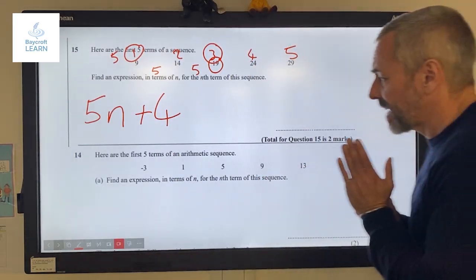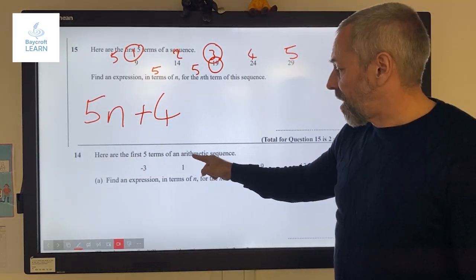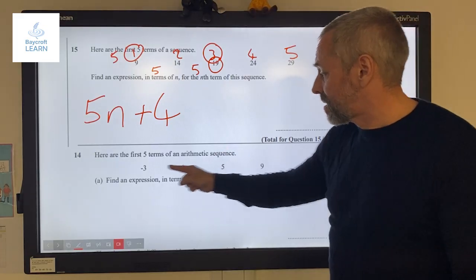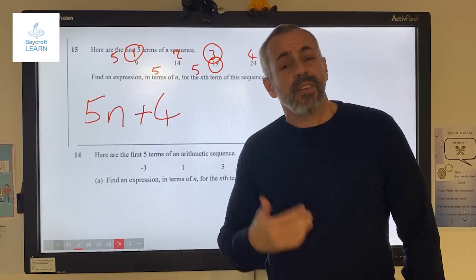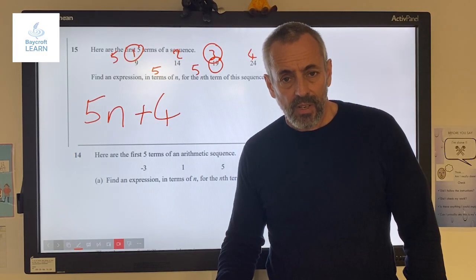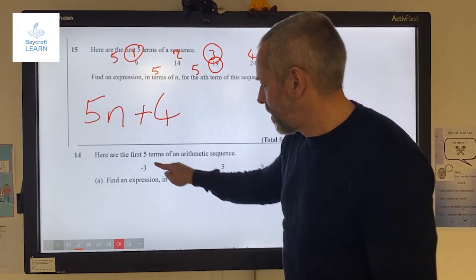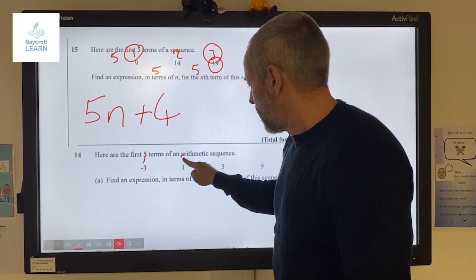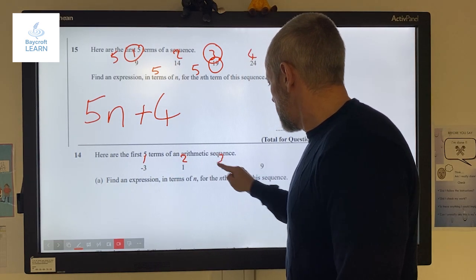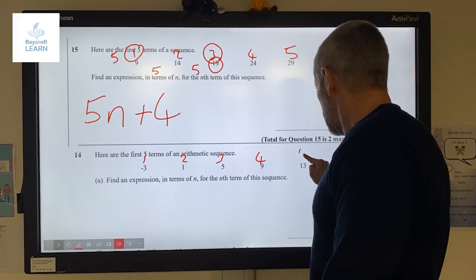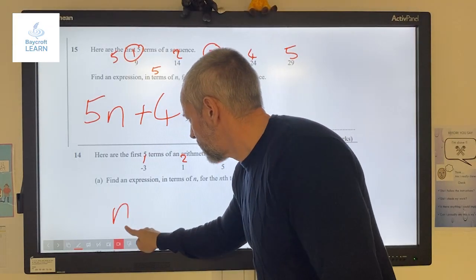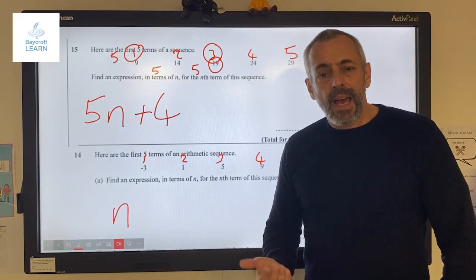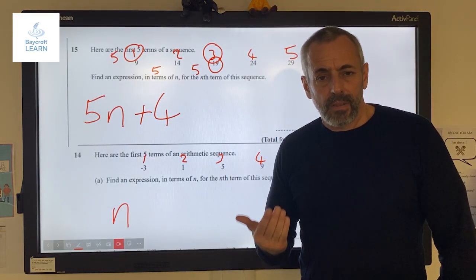Okay? Let's have a look at the next one. Here are the first 5 terms of an arithmetic sequence. Find an expression in terms of n for the nth term of this sequence. It's another nth term rule question. What's the first step? Number the terms. 1, 2, 3, 4, 5. So I've now found n. What am I going to do now? I'm going to find my common difference.